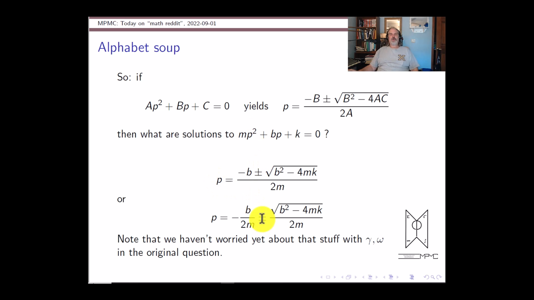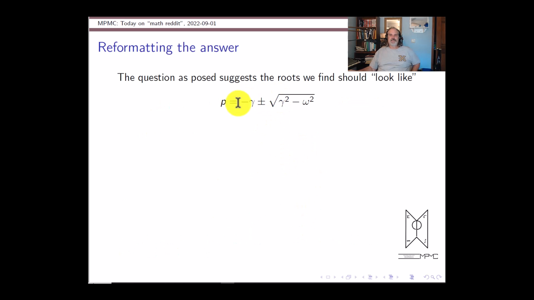All right, so if the question was simply find the solutions to mp squared plus bp plus k equals 0, we're done, right? But that isn't quite what the question was. The question was, can we take that answer and put it into a very specific template and then name what the pieces in that template are? But we're halfway done with the battle, right? We have the solutions. Now it's just hammering at them to get them to look like what we want them to look like. Now, this is the template that was presented, okay?